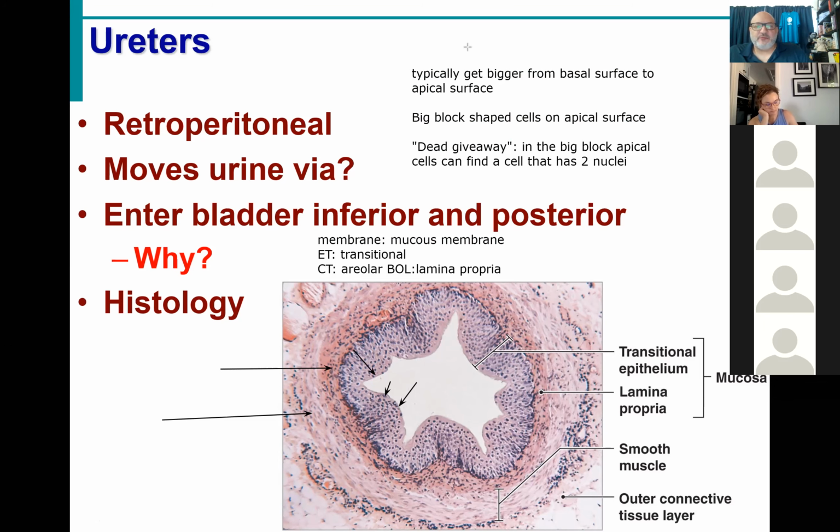And again, notice because we know the ureter is retroperitoneal, it is surrounded by that adventitia. Notice there's some adipose and some other connective tissues that are going to be holding it in place. Last thing, and I know it can be a little bit tricky, but obviously the ureters are going to be the smallest of these urinary tract organs.